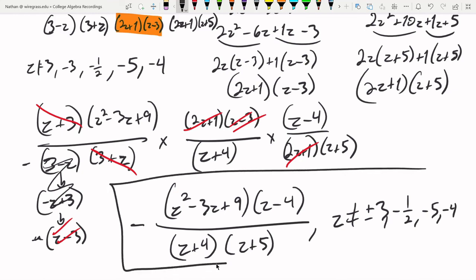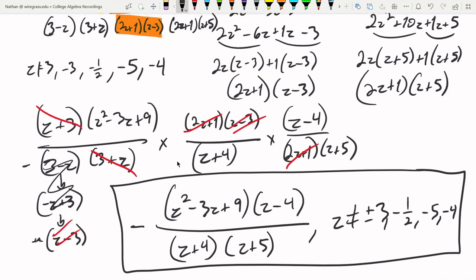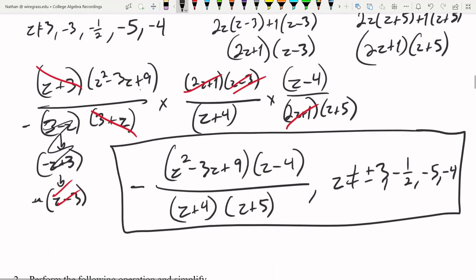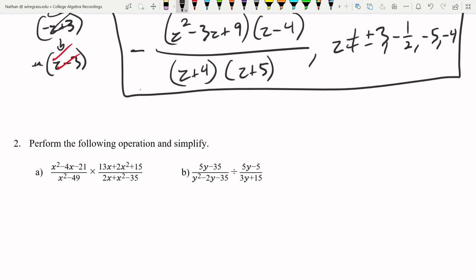And that's the full one. I wanted to show a longer one so that you can see all the steps involved in it. And this important bit here where you multiply by the reciprocal, you gotta make sure you're looking at both the top and the bottom and canceling those things because they can give you zero in the denominator. Give it a try in number 2.